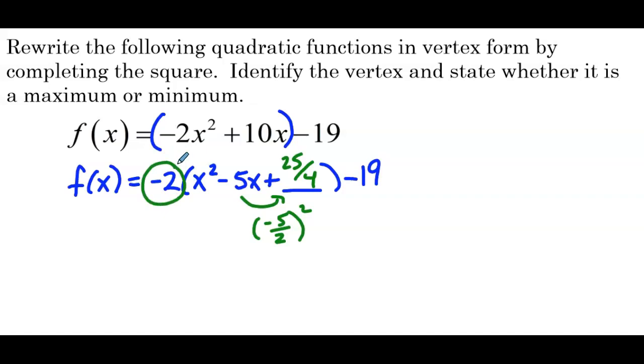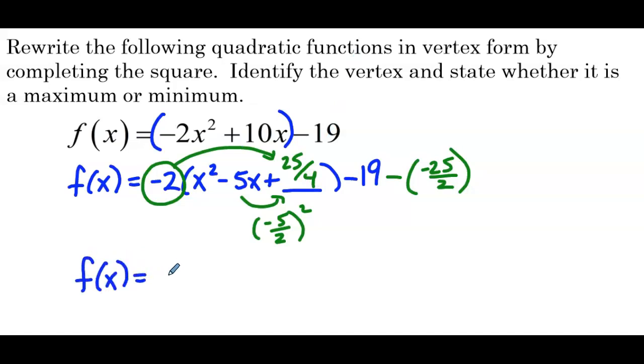But again, we have to think about distributing that leading coefficient. So to keep things balanced, we have to subtract by -25 over 2. Right, -2 times 25 over 4 would be -25 over 2. So we have f of x equals -2.